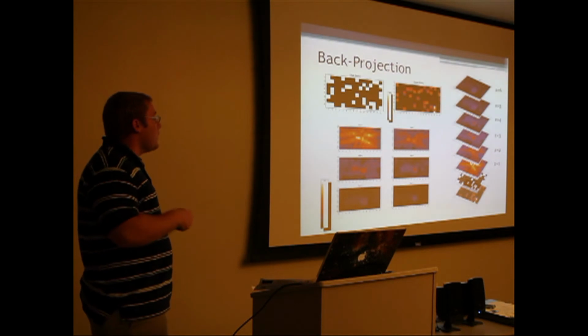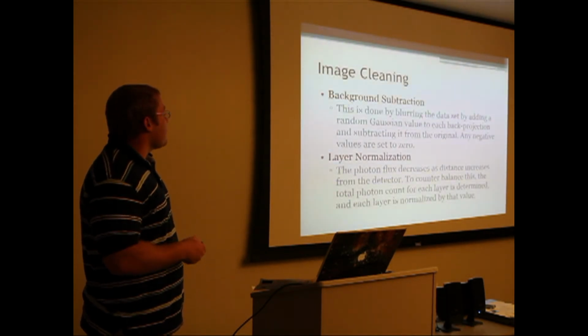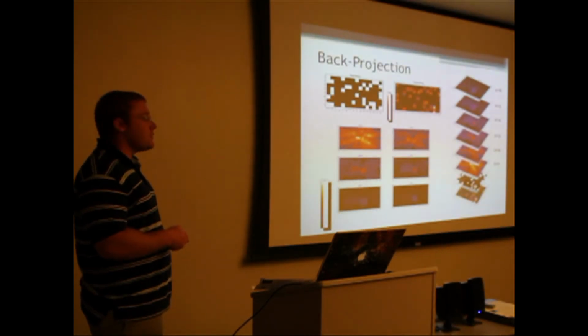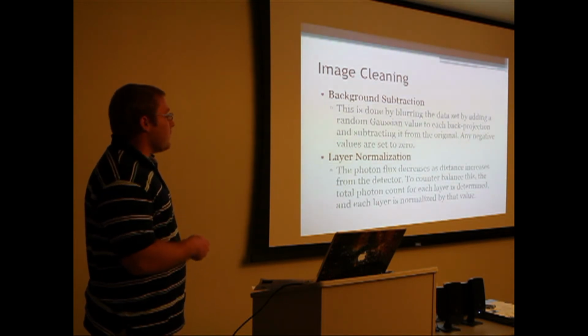So from then on, I started working on cleaning up the data, which I did through background subtraction. So I basically, from this set here, add a random Gaussian value to each position and subtract the two. And any negative values were set to 0.